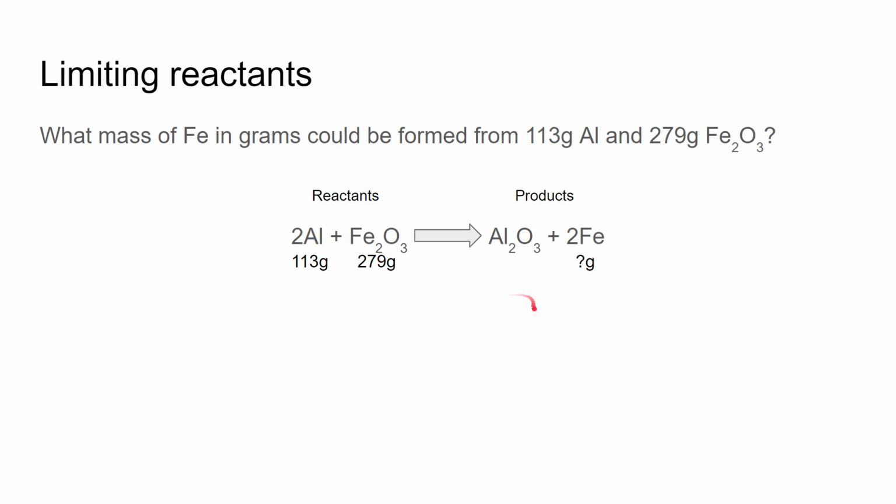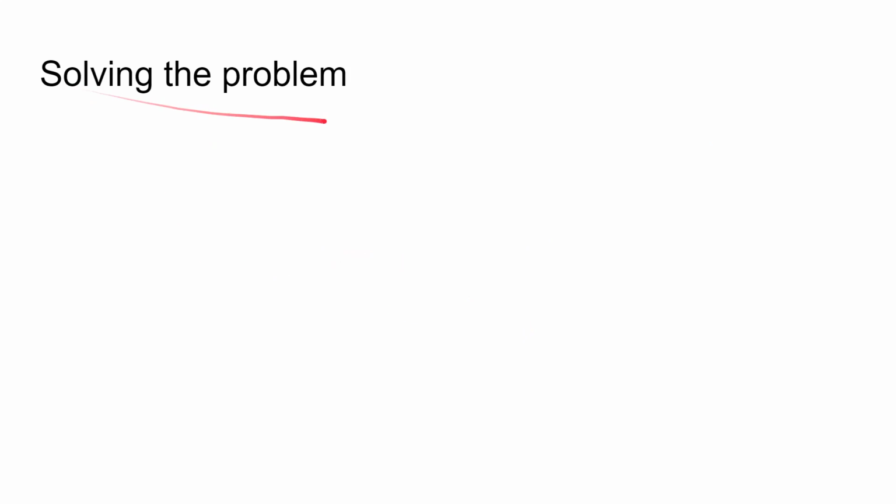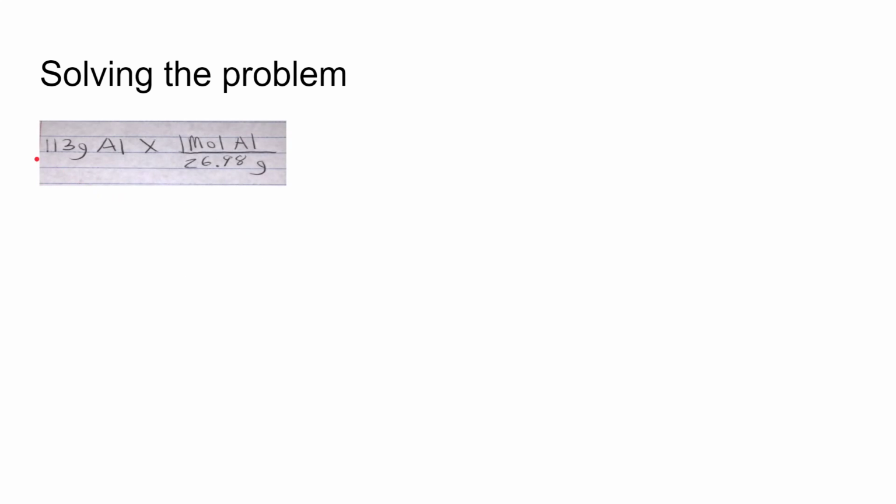I got a pointer now. Okay. So solving the problem. So the best way to start these questions is starting with what we know. So we know that there is 113 grams of aluminum, and we can get that to moles. So we can convert grams into moles using molar mass, and molar mass is the atomic weight. So you can find on a periodic table that the atomic weight of aluminum would be 26.98 grams. That means for every mole of aluminum, it would weigh 26.98 grams.